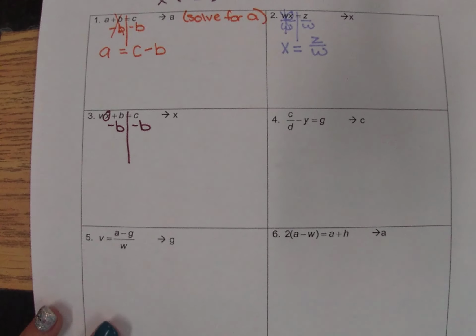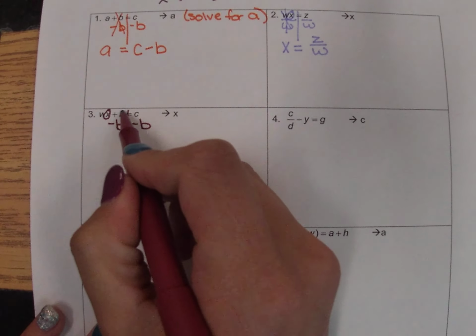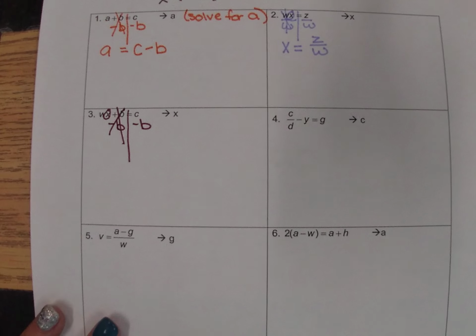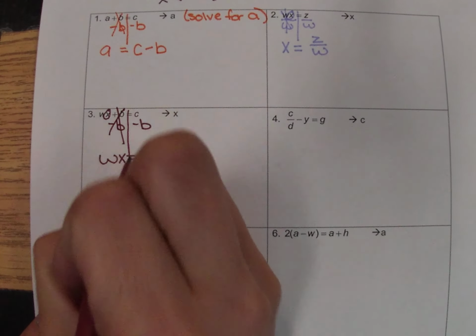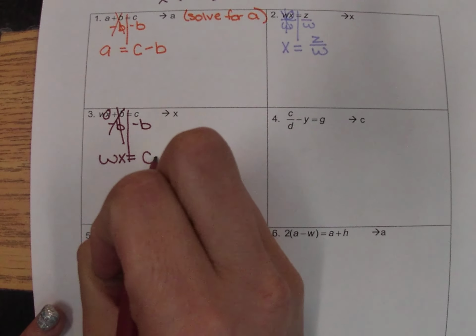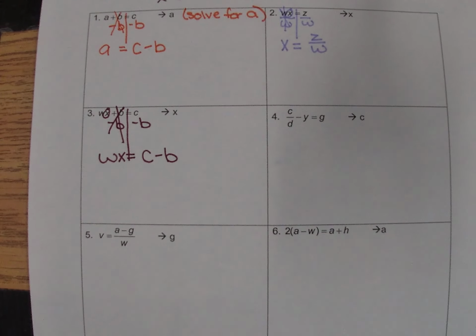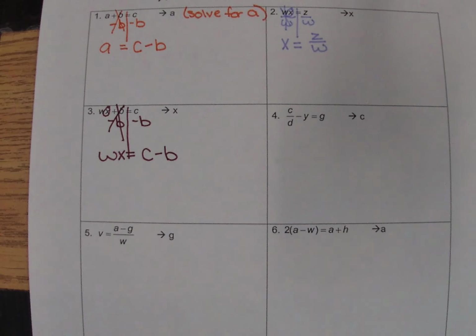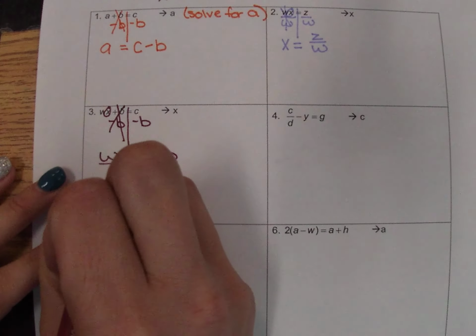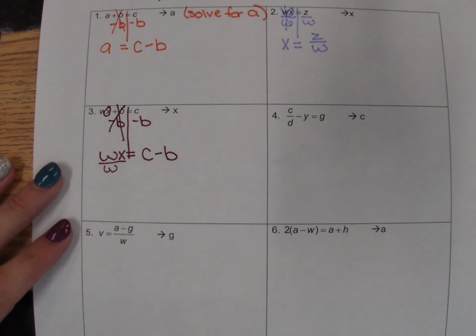Again, whatever we do to one side, we also do to the other side. So our b's cancel out. On the left-hand side, we have wx. And on the right-hand side, we just have c minus b. Our next step to get x by itself is to recognize that when two things are sitting next to each other, that is multiplication. And we undo multiplication with division. So I'm going to divide by w.